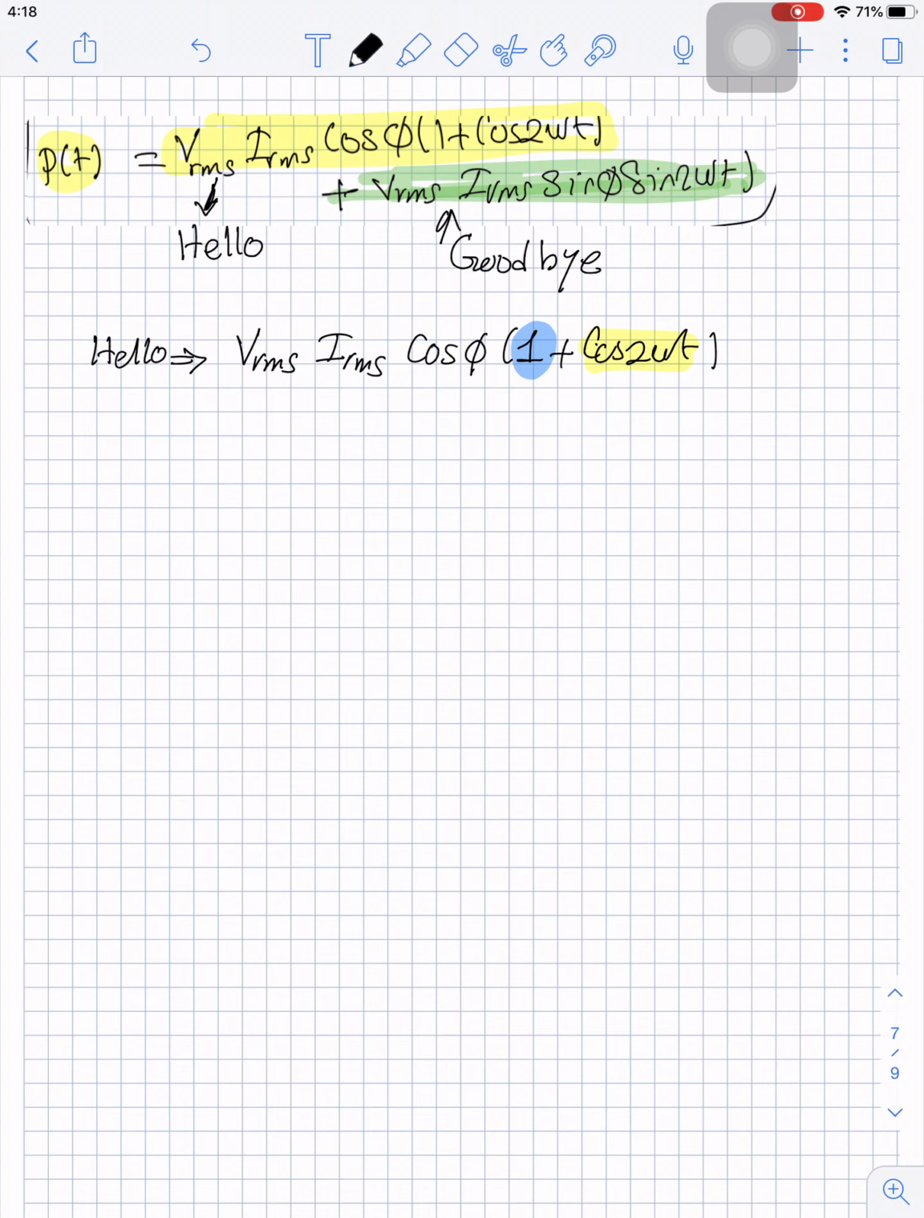So if we sketch the hello term versus time, at time 0, cos 0 is 1, 1 plus 1 is 2, so you will start at 2. And at 2 omega t equal to 90, you will go to value 1, and at 2 omega t equal to 180, you will go to 0, and you will have a function like this. And this is 2.